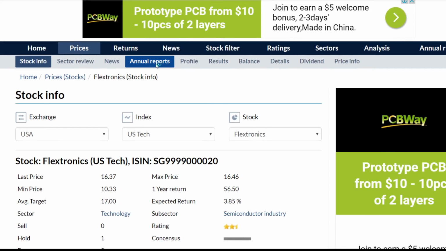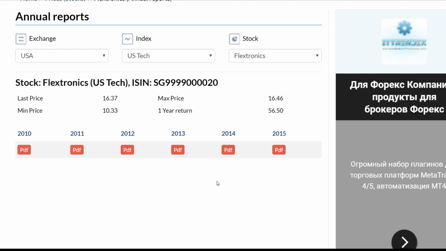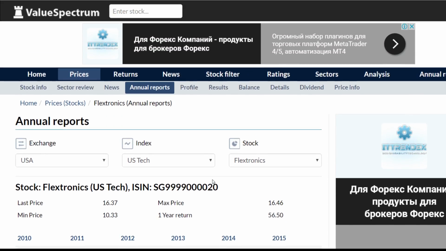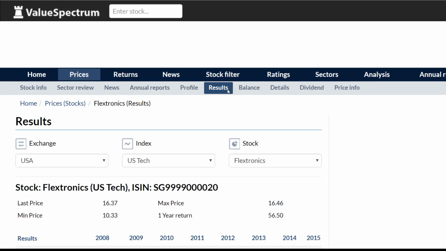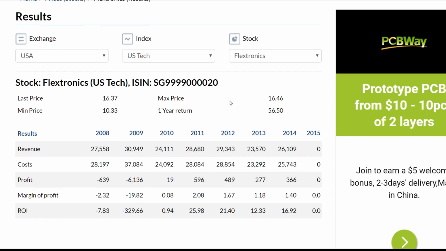We can click Annual Reports button. Here we can see all of the available annual reports for the company. They can be downloaded here for free. We can go to the results, and here we can see revenue, costs, profit, marginal profit, and return on investments for every year from 2008 to 2014.